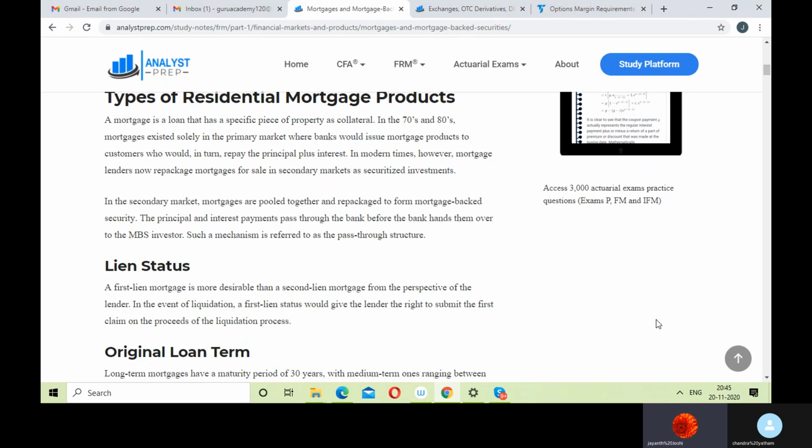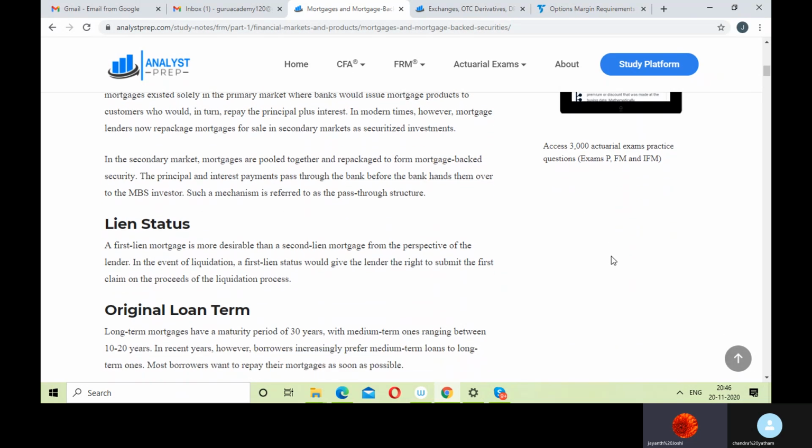Mortgage lenders now repackage mortgages. That means now it is not the case of primary. They will convert those mortgages into securitized securities, and they will sell them in the secondary market as investments. People can purchase them, and they will get interest on that. Now in the secondary market, mortgages are pooled together, like a lot of mortgages that banks have. They pool and repackage them to form a mortgage backed security, and that they will issue to the public. And with that money, they can give loans to people who approach them.